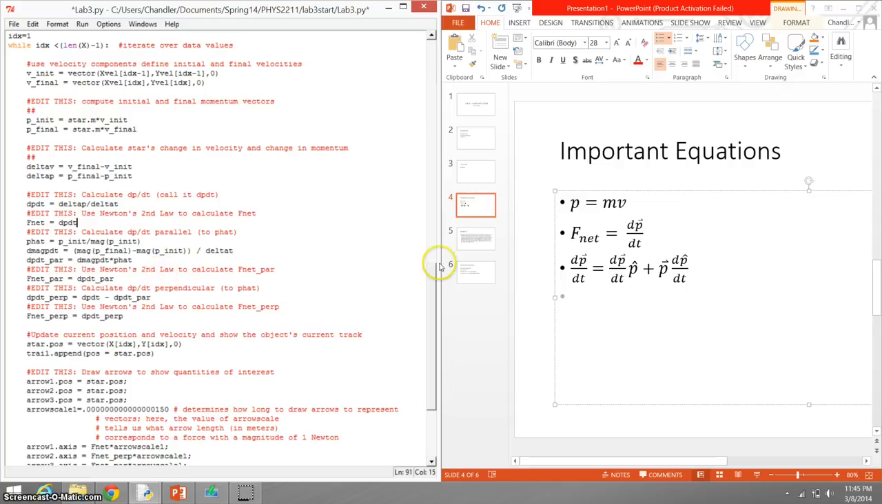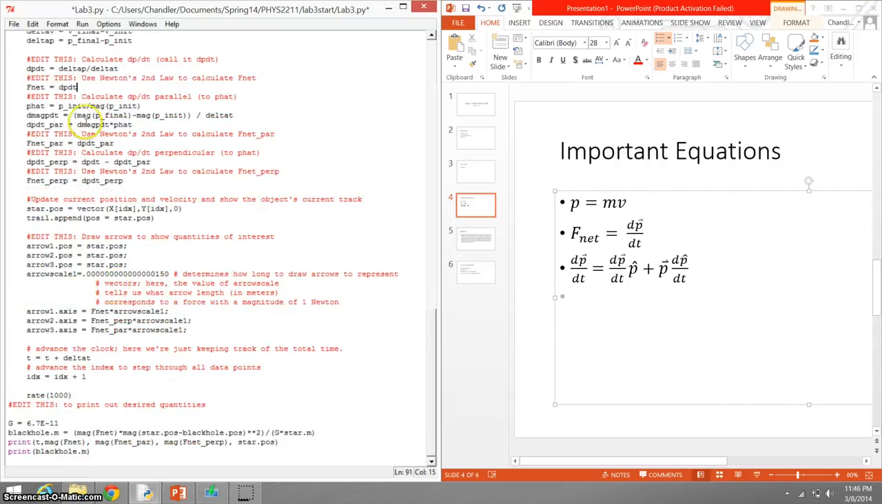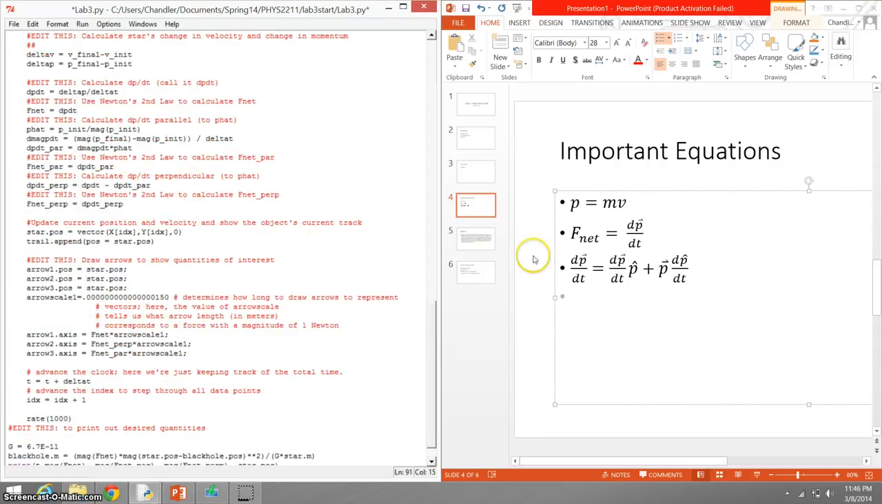Later here we see what I just showed earlier. Fnet parallel is equal to dp/dt parallel, so this is just a specific instance of that. And so here are some of the changes. These equations are really important to use with these because we can just plug these equations in and it'll help us find the values.